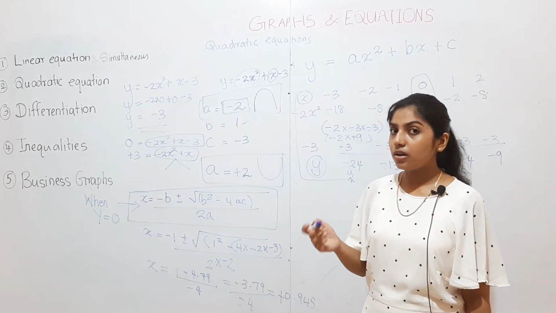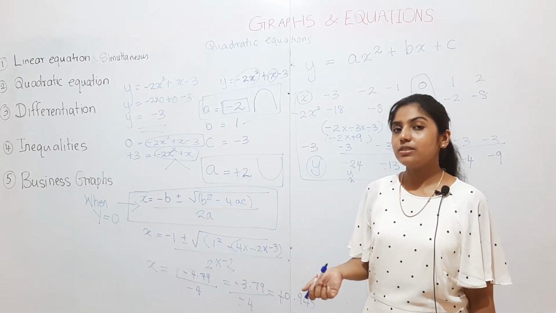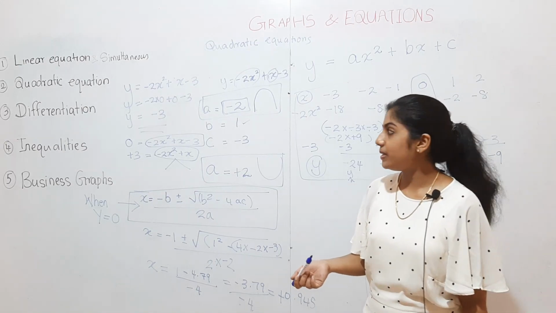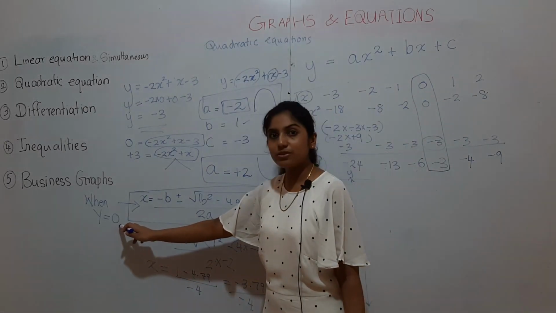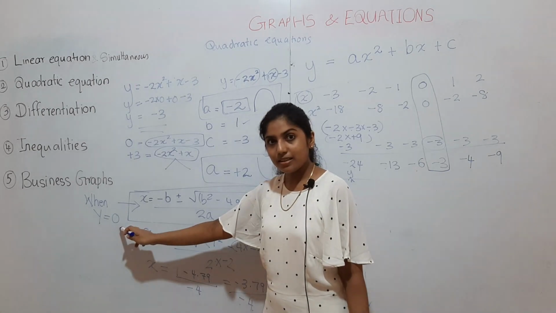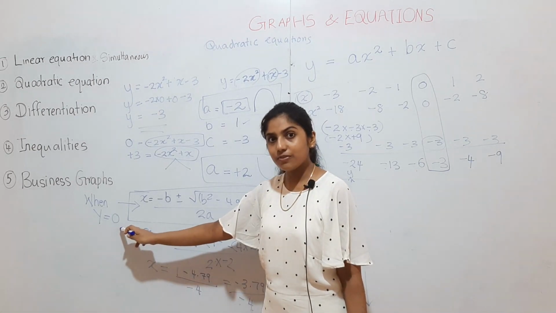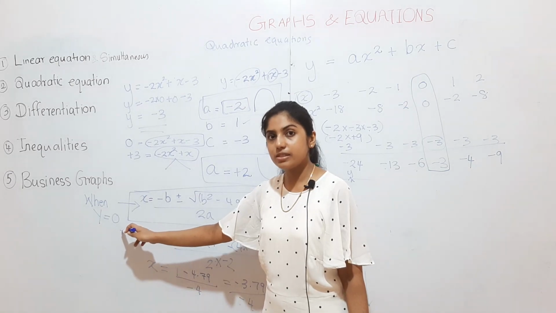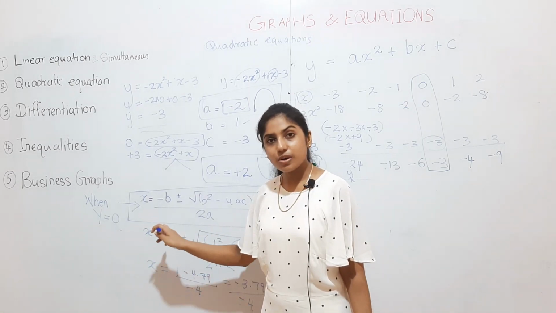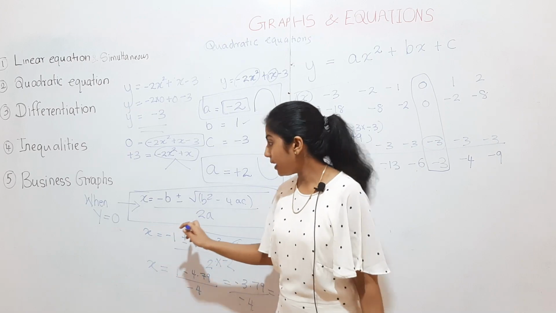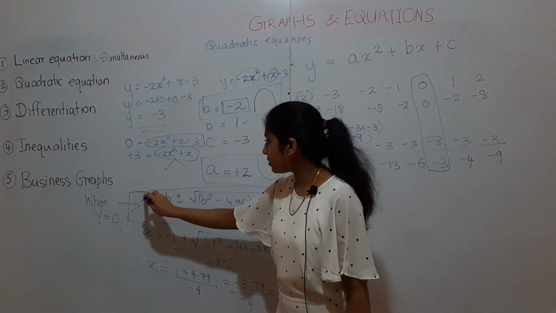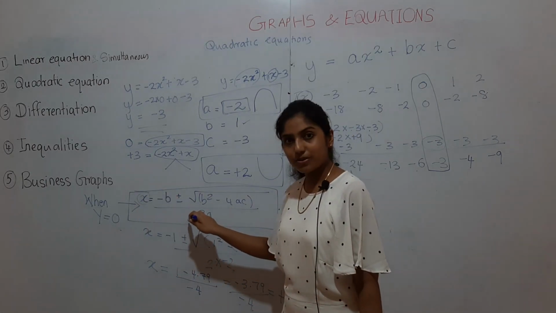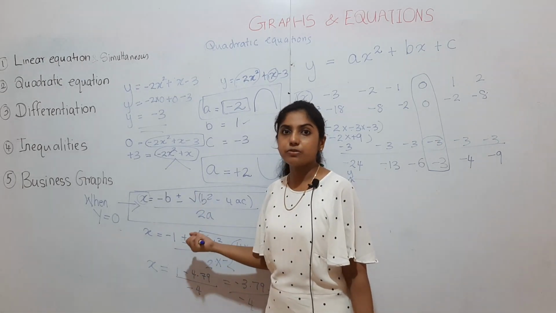So total profit is equal to 0. That means y is equal to 0. Then the manager wants to know at which quantity does profit equal to 0. At which quantity does that happen? You find the x value using this formula. That is the use of this formula.